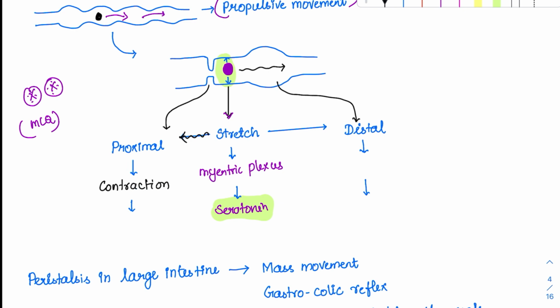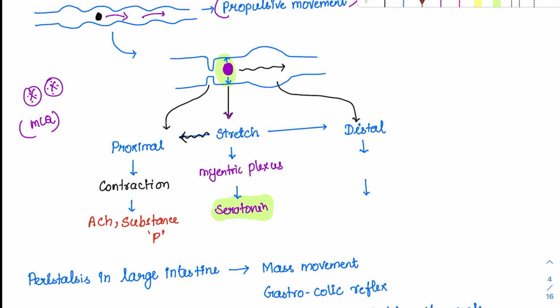That is clear. But what is the neurotransmitter? That is the question. What is the neurotransmitter acting on the proximal side? All of us know one neurotransmitter that causes contraction, that is acetylcholine. But sometimes they don't give acetylcholine in the options at all. What is the next option? The next option is substance P. Substance P is the second neurotransmitter that causes contraction.